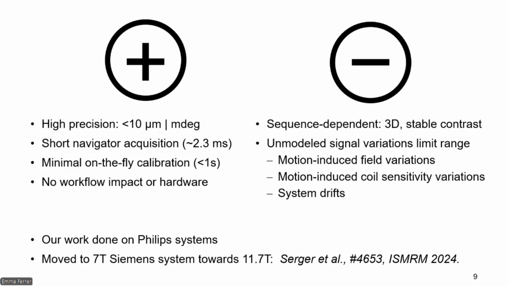We have done our work on Philips systems. Within our collaboration, we want to move to the Siemens platform for Paris, and with the help of the people from Bonn, especially Matthias Serger and Philipp Eses, they did this great job of transferring it to the 7T Siemens platform. There was an abstract in the ISMRM that you see here, with the aim of bringing it to the 11.7, of course.